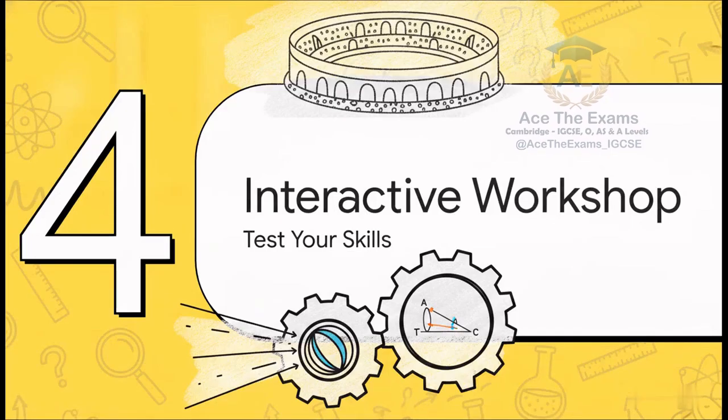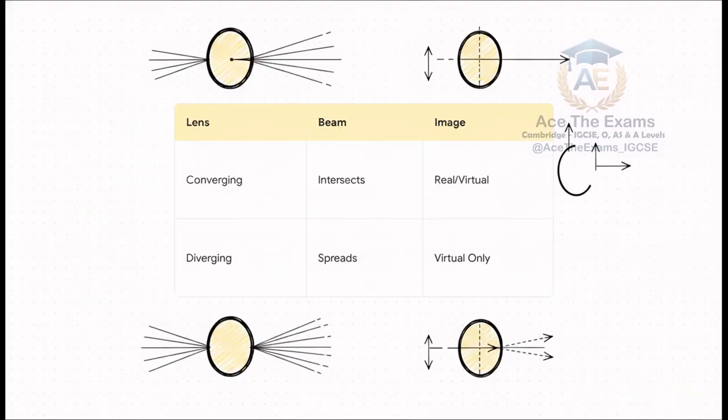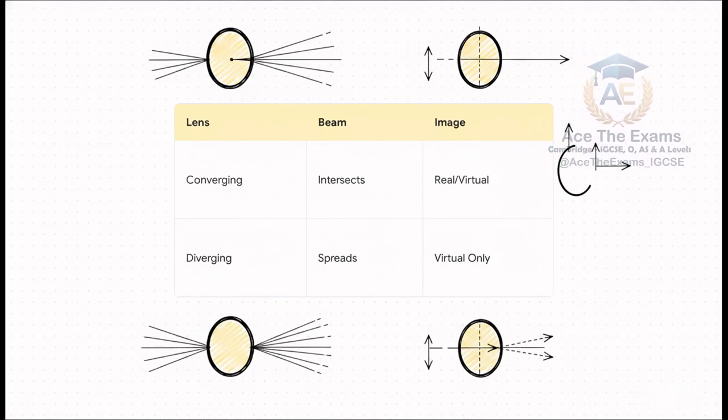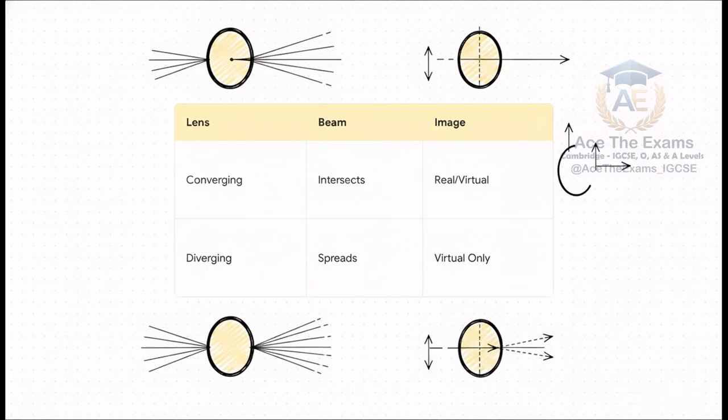All right, Act 4, Interactive Workshop. It is time for you to step into the arena and test your skills. For Challenge 1, we have a 60-second visual data scan. Think about the complex physics data tables you see in exams.